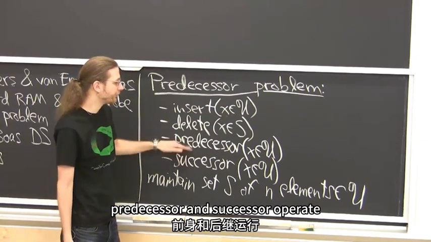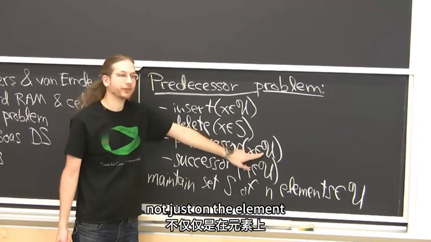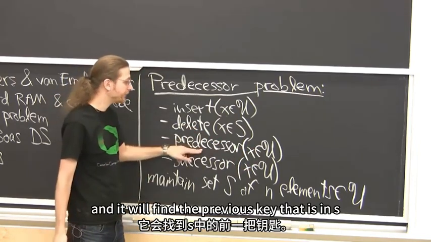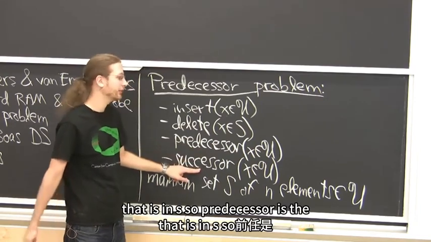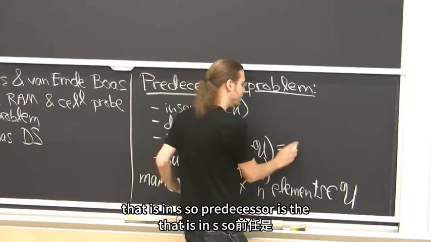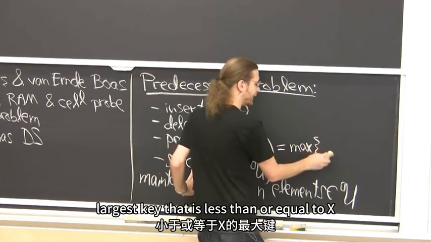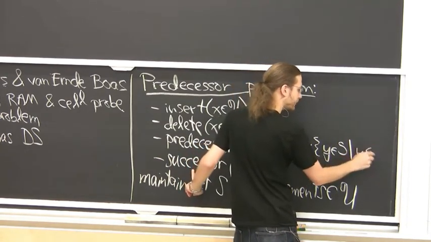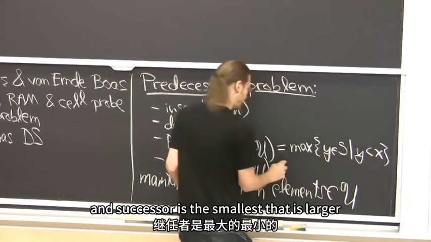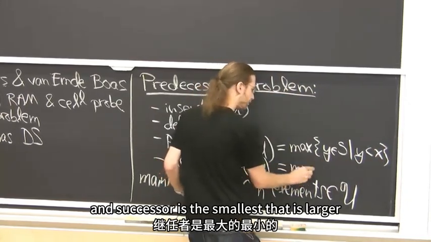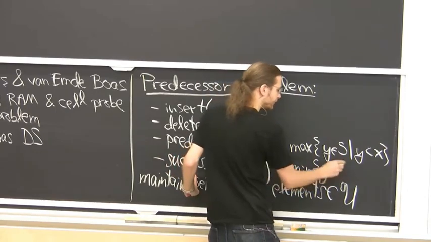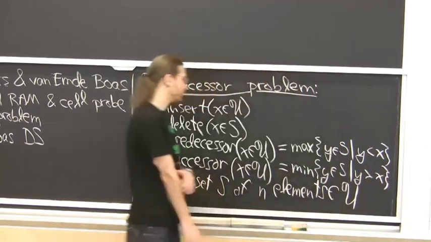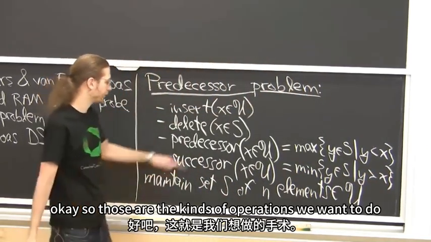But the key thing is that predecessor and successor operate not just on the elements in S, but you can give it any key. It doesn't have to be in there. And it will find the previous key that is in S or the next key that is in S. So predecessor is the largest key that is less than or equal to x that's in your set. And successor is the smallest that is larger, of course, if there is one. Okay, so those are the kinds of operations we want to do.